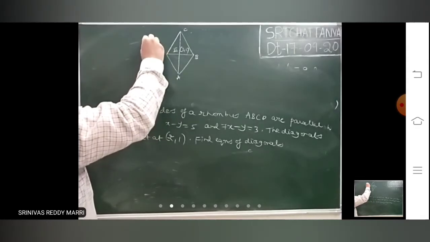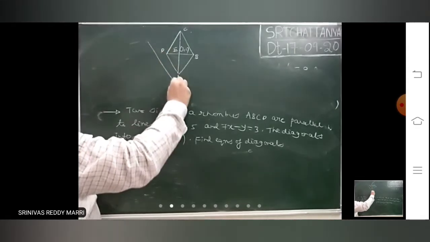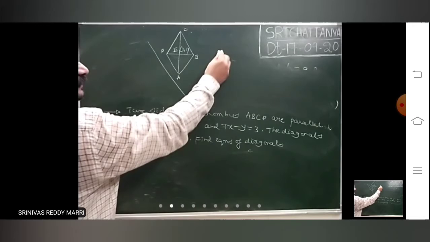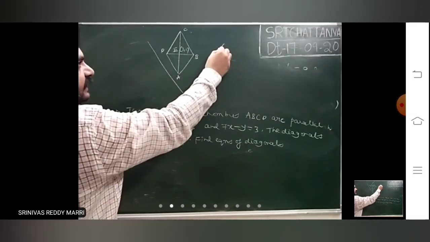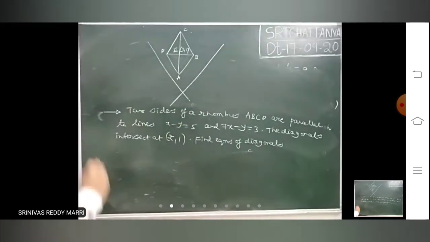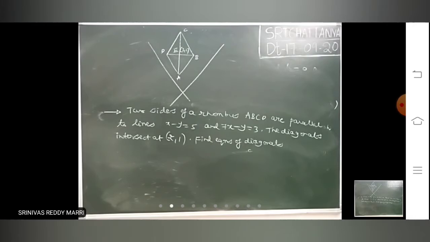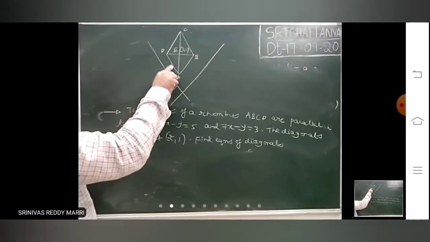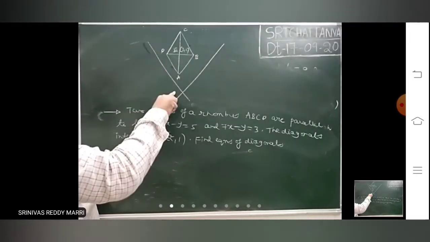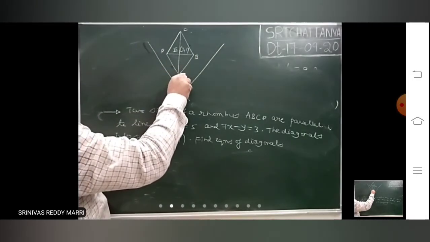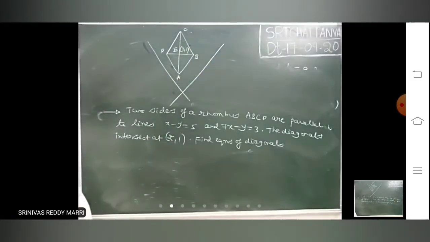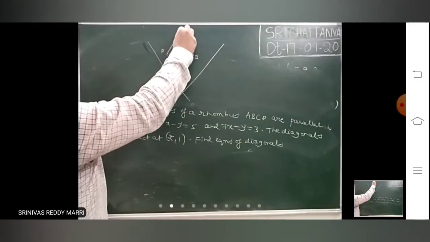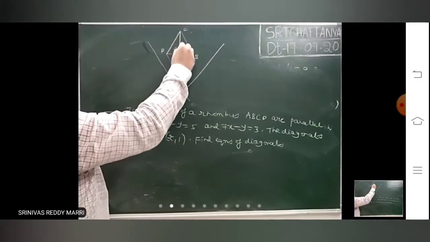So these two sides are parallel to these two lines. The two given lines are intersecting lines, they are not parallel. These two sides are parallel. AD and BC are parallel to this line, and AB and CD are parallel to this line. Now look at the diagonals.